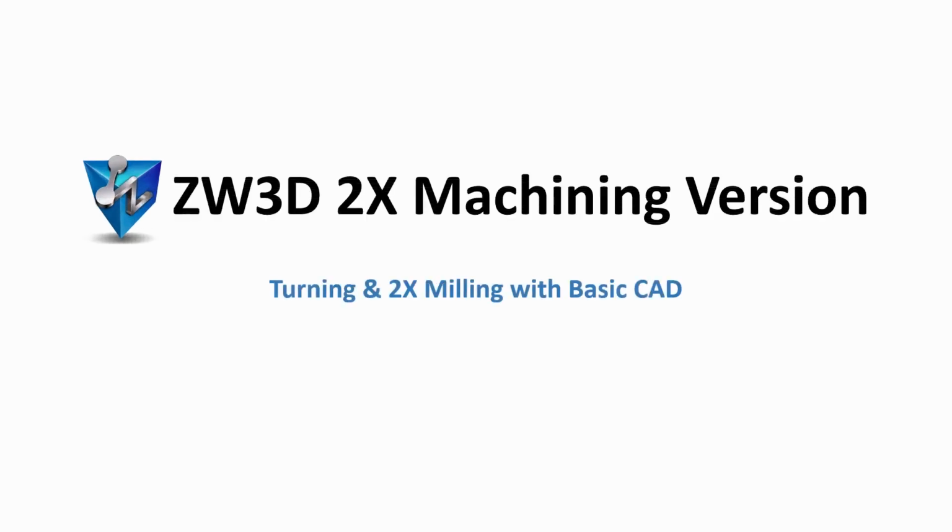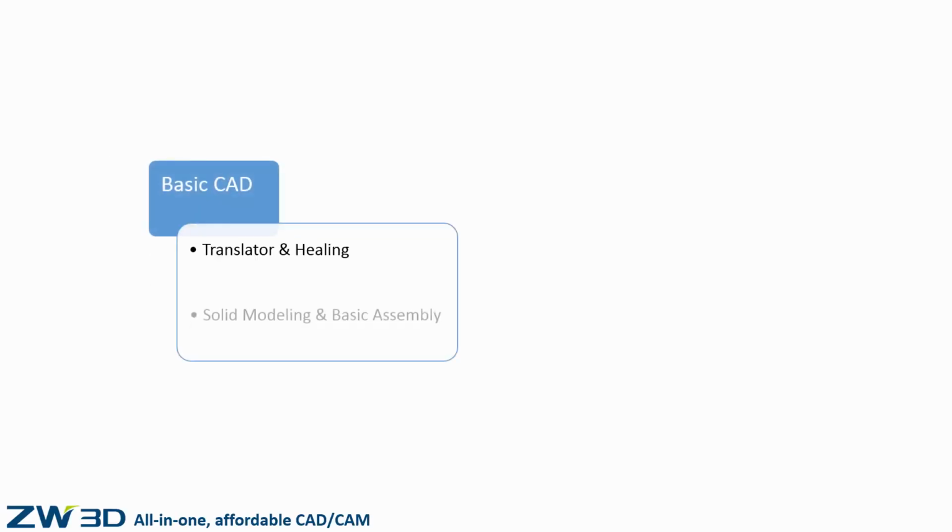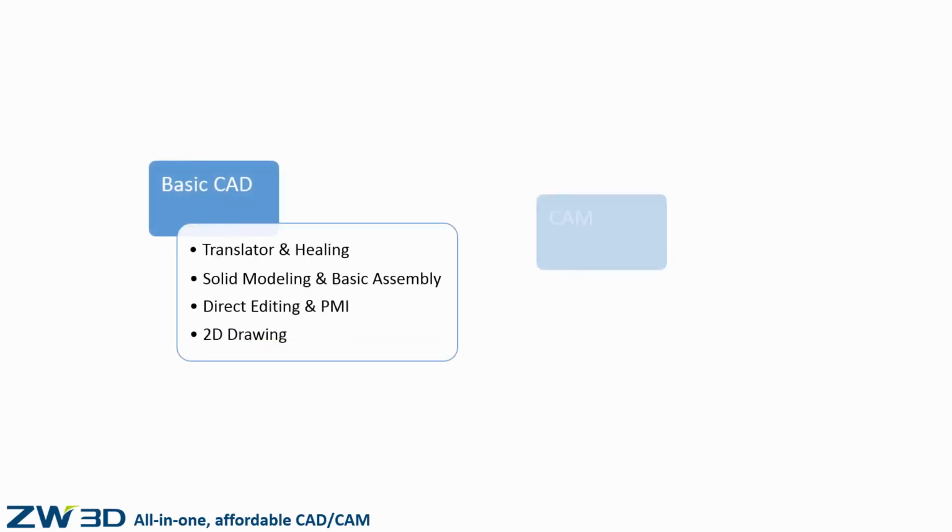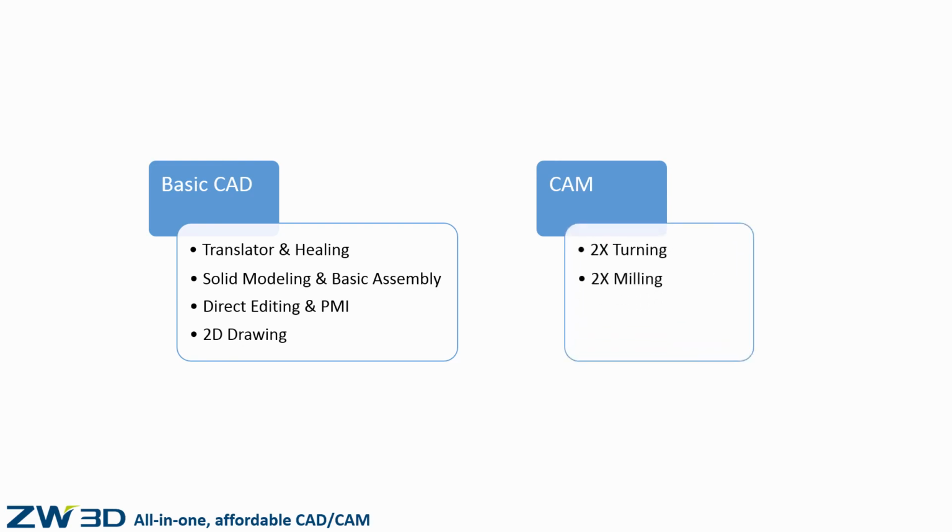ZW3D 2X milling version. Turning and 2X milling with basic CAD. ZW3D 2X machining version provides basic CAD functions and 2X machining functions, including 2X turning, 2X milling, drilling, etc. With 2X turning, 2X milling, drilling function, ZW3D delivers easy and efficient 2X manufacturing.